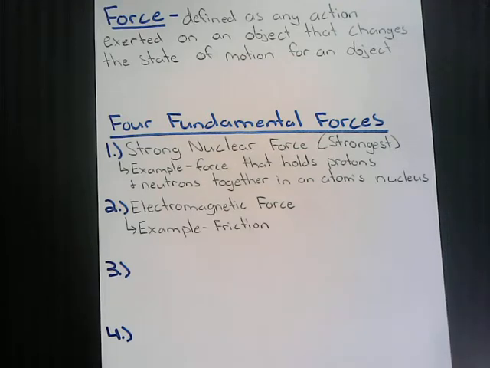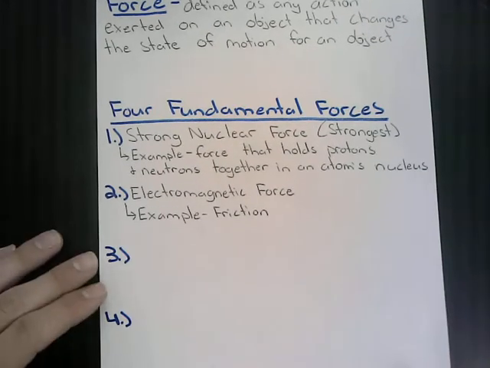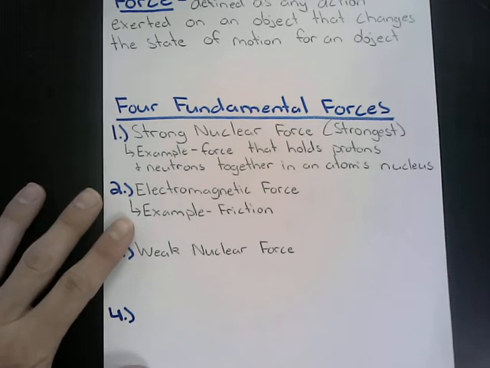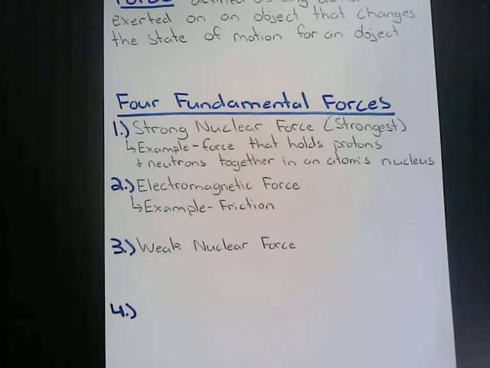Now, the third fundamental force, which is a little bit weaker, is our weak nuclear force. And so an example of a weak nuclear force is something such as beta decay, which is a nuclear reaction that occurs from nuclear fission.